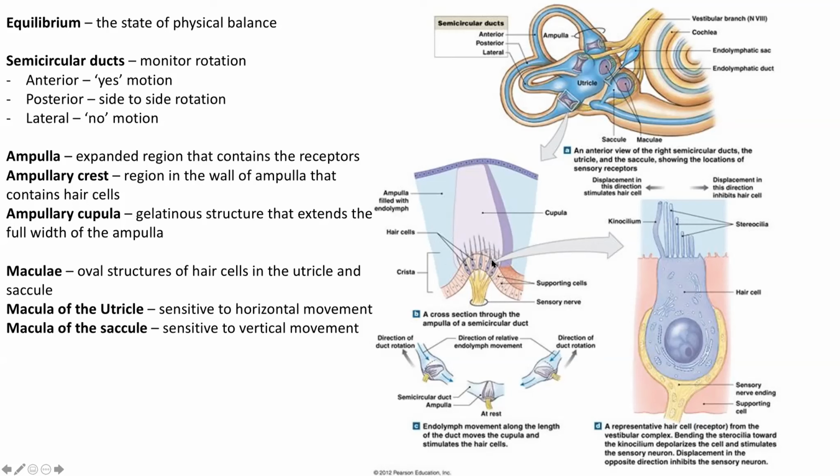So that's in the ampulla of each of the semicircular ducts, and we have the crest, or the crista, and the cupula, and the hair cells that help us to determine rotation. And then we have the macula in the utricle and the saccule. And this is like an oval structure of hair cells.